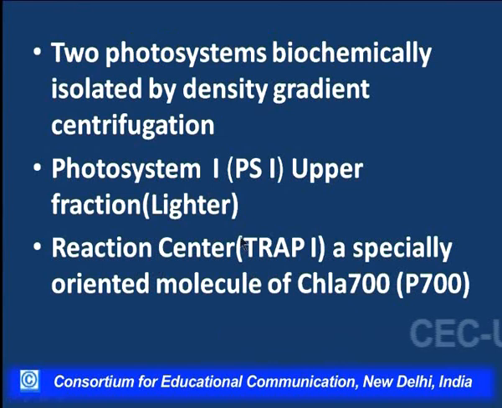The two photosystems have been biochemically isolated by specialized techniques of density gradient centrifugation, and what we find is that photosystem 1, which we now abbreviate as PS1, constitutes the upper fraction because it is lighter. The chlorophyll molecule in the reaction center would be called trap 1, and it is a specialized chlorophyll A molecule which has its maxima at 700 nanometers.